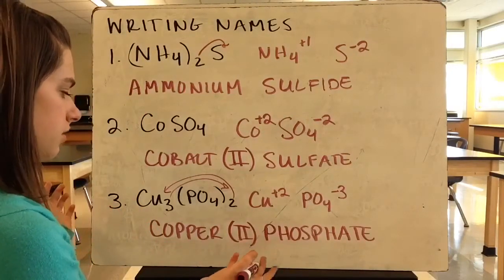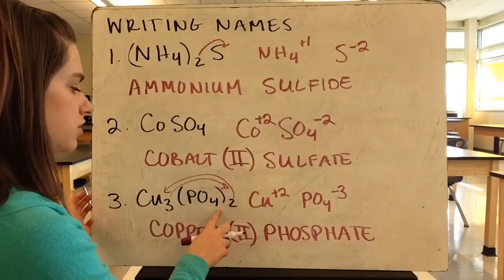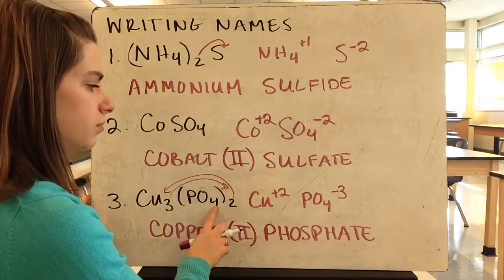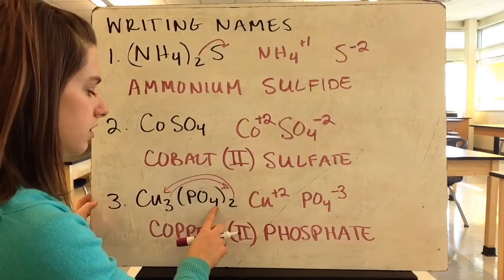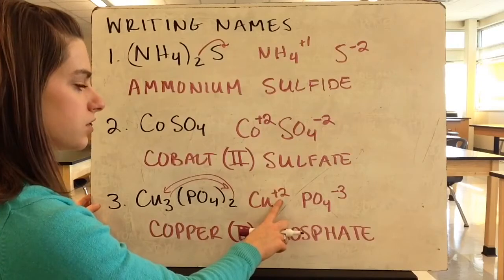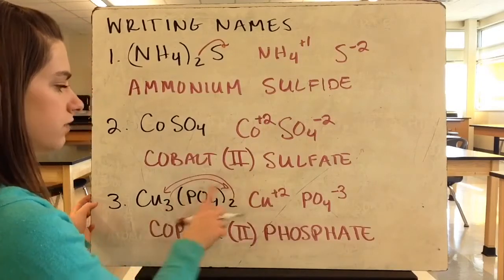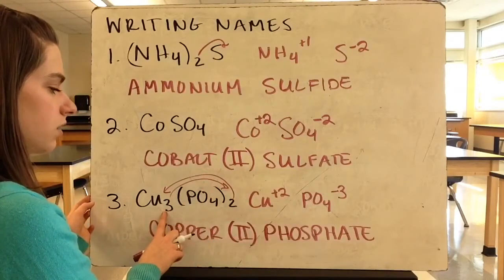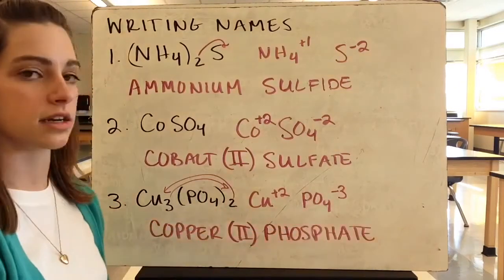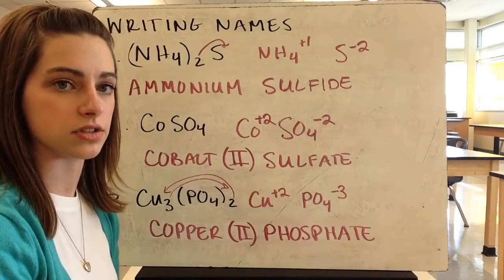If we look at this the other way, if we have 3 coppers and 2 phosphates, phosphates have a -3 charge and we have 2 of them, we have a total of -6, which means if we have 3 coppers, each copper has to have a +2 charge. That way 2 times 3 gets us a total of +6, and 2 times -3 gets us a total of -6, and our overall compound is neutral.